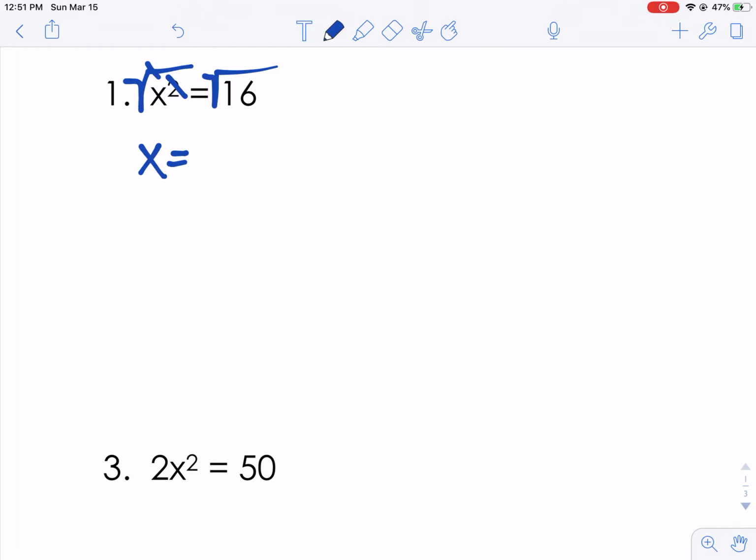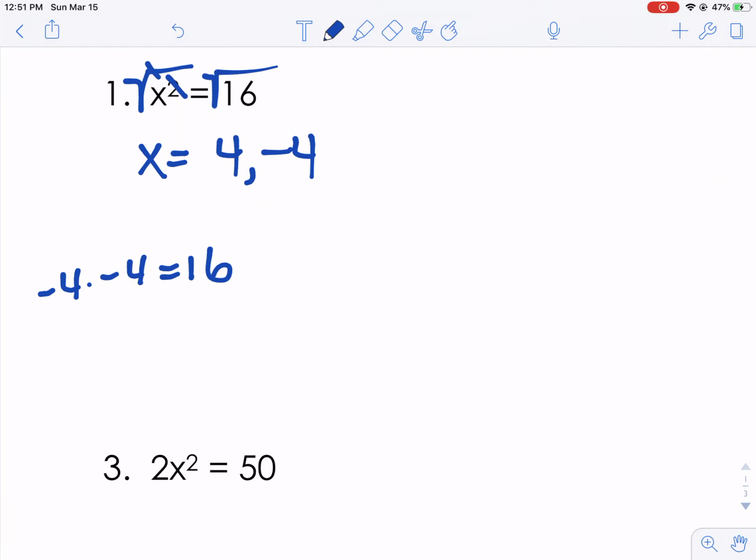Now, what number times itself equals 16? Well, most of you are going to say 4 does. But I also remind you that I told you we were going to get two answers. 4 times 4 does make 16. But what's negative 4 times negative 4? That also makes a positive 16, and that's why you get two answers. So you get a 4, and you also get a negative 4.